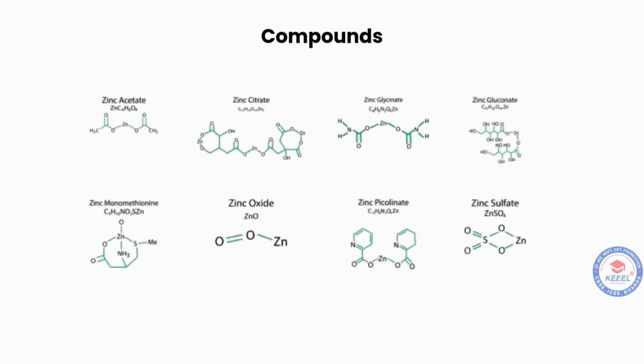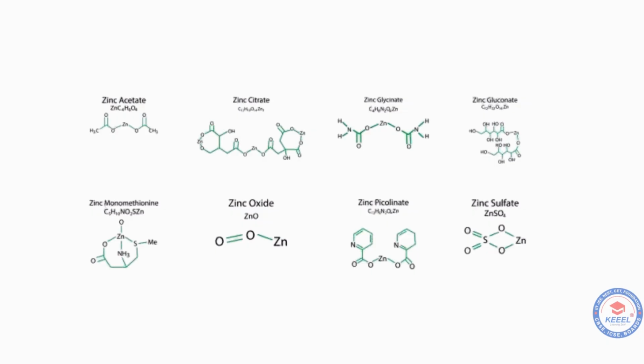Compounds. A compound is made when two or more elements combine chemically in a fixed ratio. For example, water, H2O, is made of hydrogen and oxygen. Salt, NaCl, is made of sodium and chlorine. Features of compounds: elements lose their original properties, always have a fixed formula, and can only be separated by chemical reactions. So, in compounds, the new substance formed is very different from the elements used.